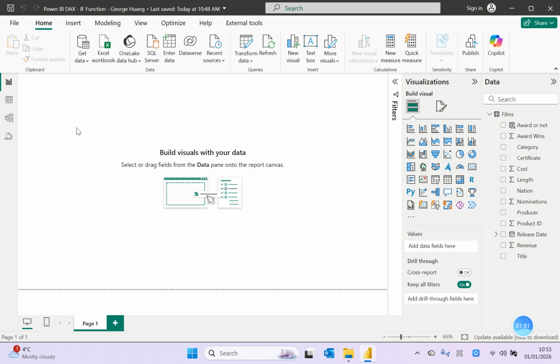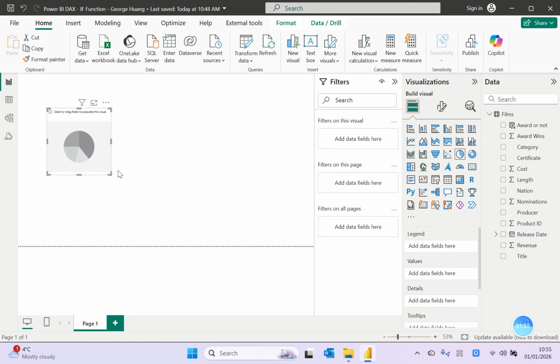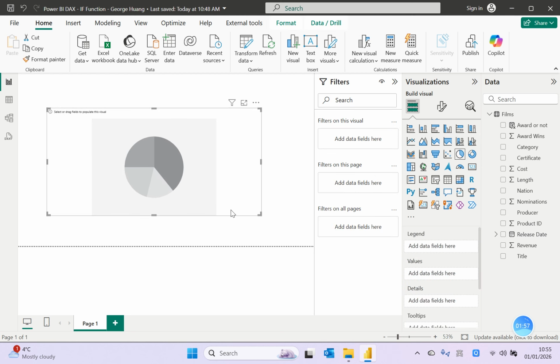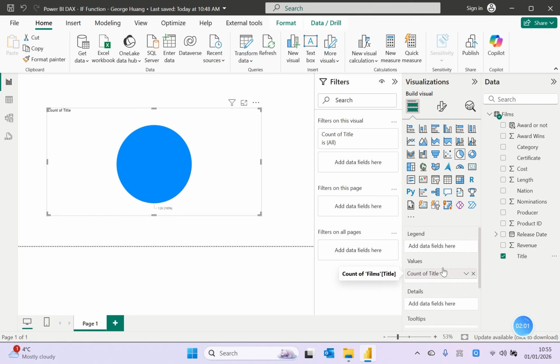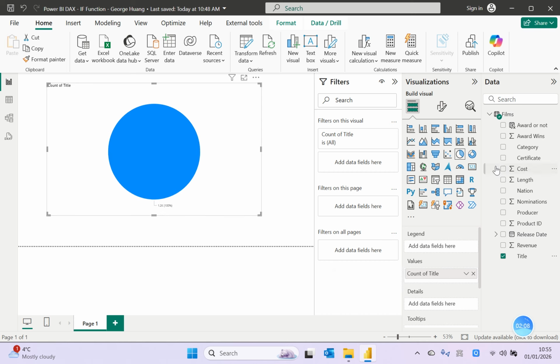What we can achieve by the visualization. Okay, let's try a bar chart, the easiest way to do that. Then we put the title to the values as a count to count the total number of the titles of the movies. Then we can show how many movies got the award. Okay, let's try this.